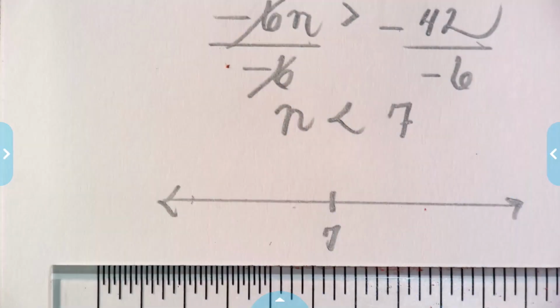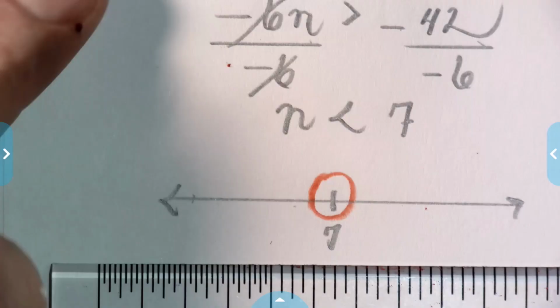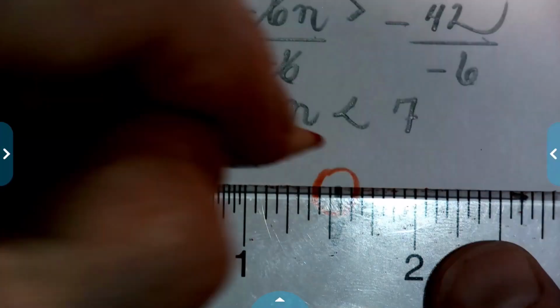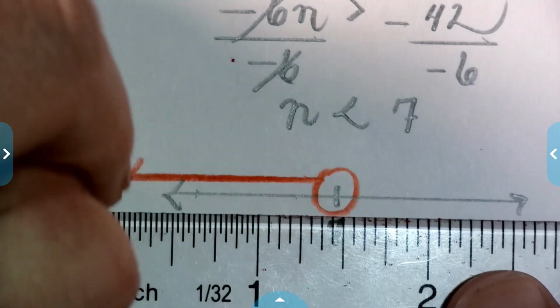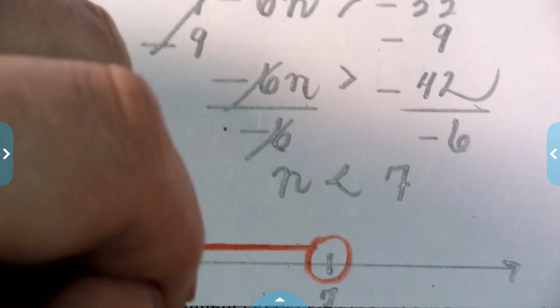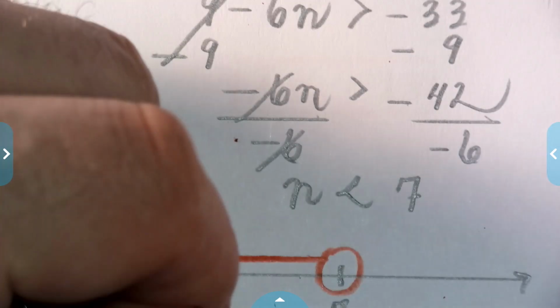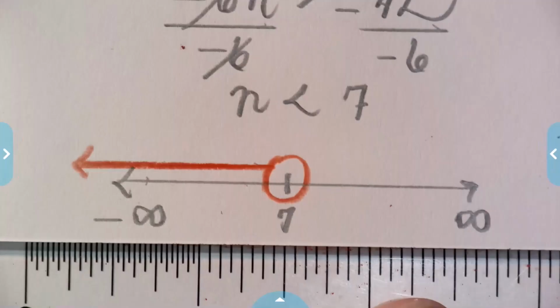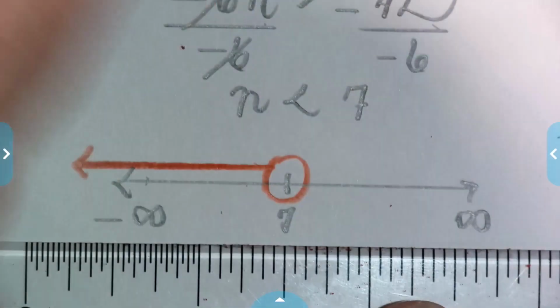There's 7. And I've got an open circle at 7 going off to the left. And I should put my negative infinity to positive infinity right there. Okay? And finally, number 10.